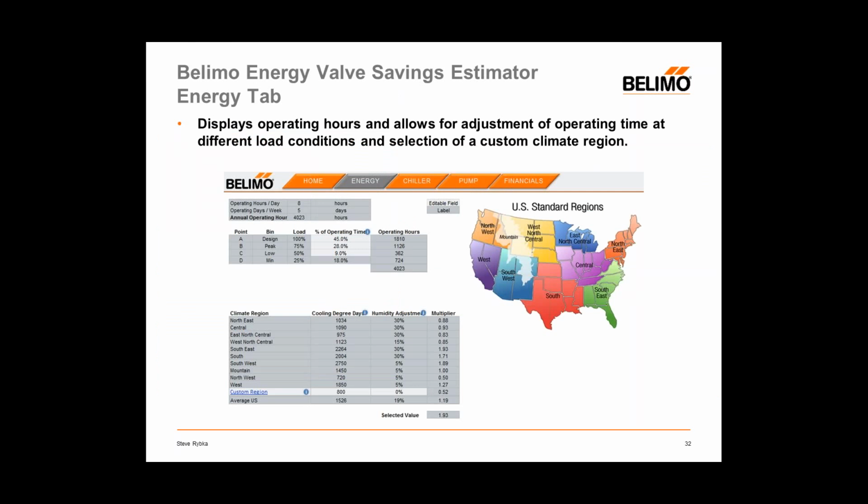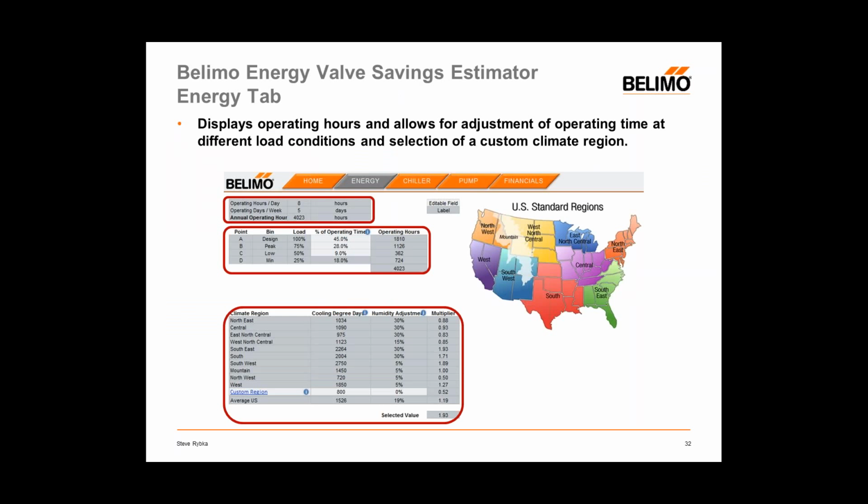We have an energy tab that will allow you to adjust the operating hours at different load conditions and create a custom climate zone if needed. If you do need to create that custom climate region, as you can see, there's an I button down there for the custom climate region, and it will give you a website you can reference for setting up a custom climate region.